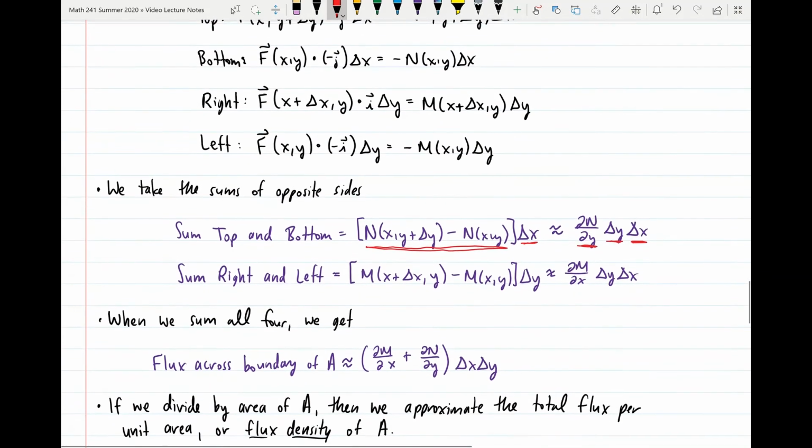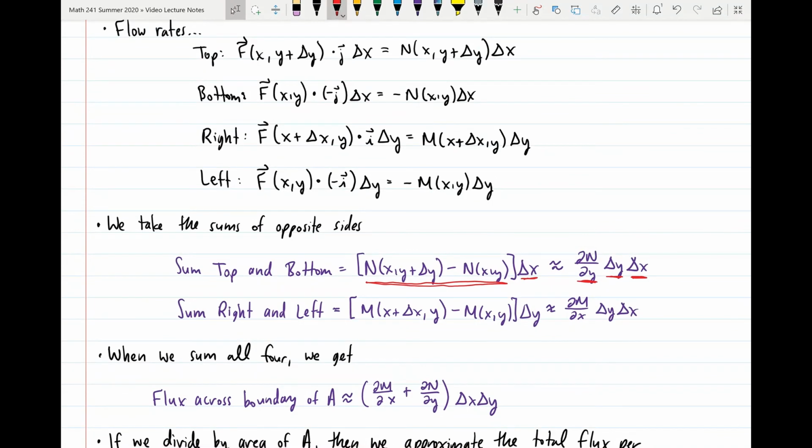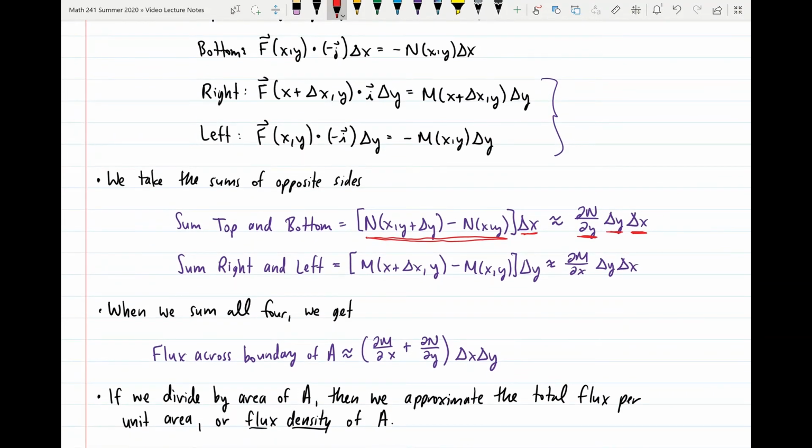And then we can take the sum of the right and left sides, and we get m of (x plus delta x, y) minus m of (x, y). And then we multiply by delta y. So again, this is the sum of these two now. And the same reasoning applies here. So this looks like the numerator of the partial derivative of m with respect to x, but we would typically have a delta x in the denominator. So this is approximately the partial derivative of m with respect to x times delta x, and then we have a delta y that's also being carried over.